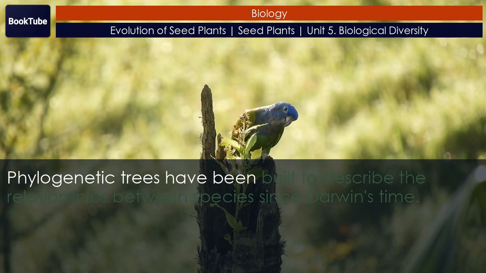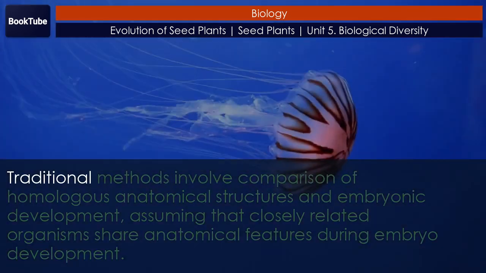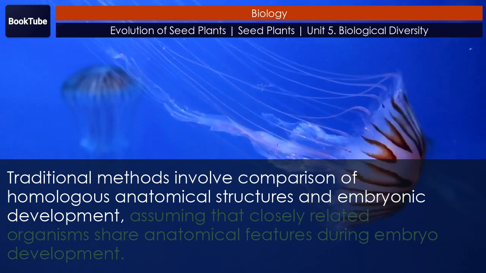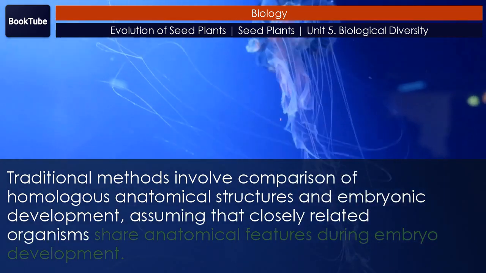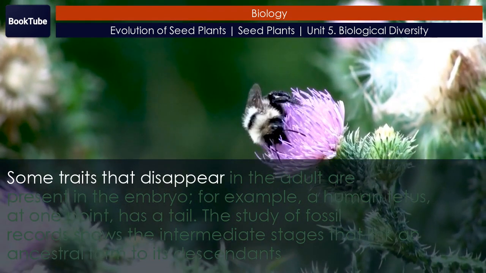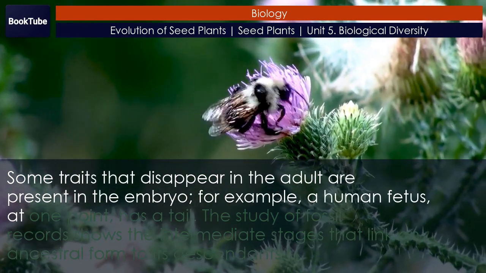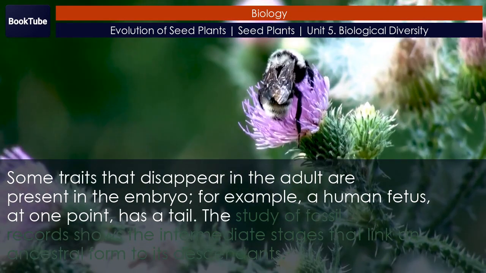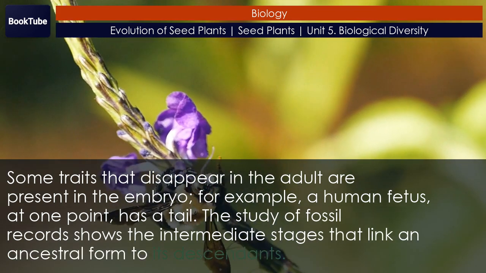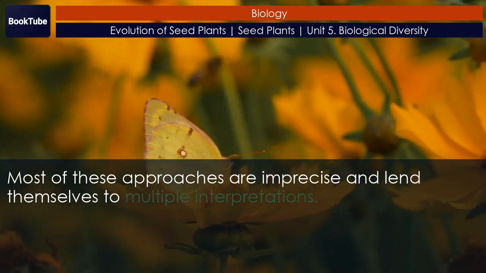Phylogenetic trees have been built to describe the relationships between species since Darwin's time. Traditional methods involve comparison of homologous anatomical structures and embryonic development, assuming that closely related organisms share anatomical features during embryo development. Some traits that disappear in the adult are present in the embryo. For example, a human fetus, at one point, has a tail. The study of fossil records shows the intermediate stages that link an ancestral form to its descendants. Most of these approaches are imprecise and lend themselves to multiple interpretations.